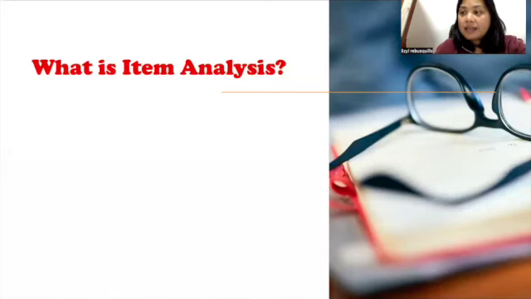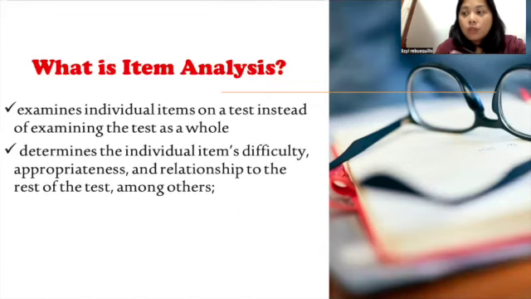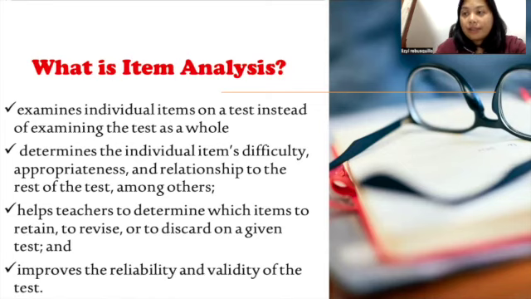In item analysis, individual items on a test are examined instead of examining the test as a whole. So if you have 60 items in a test, each individual item shall be analyzed. We check a test item for its difficulty, appropriateness, relationship to the rest of the test, among others. With item analysis, we are able to determine which items to retain, to revise, or to discard on a given test. It also helps us to improve the reliability and validity of the test.